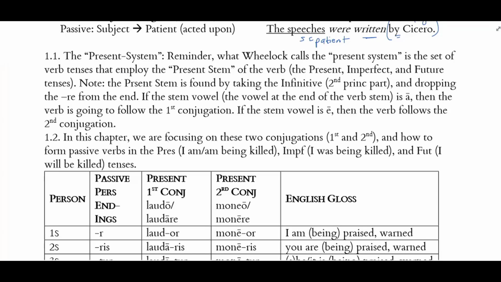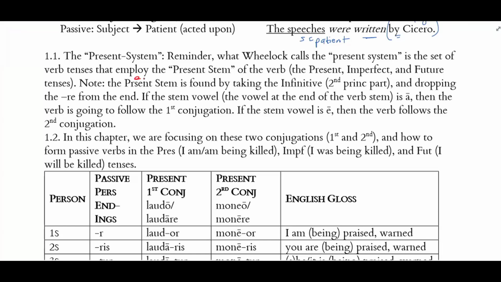Now, how did we find the present stem? Oh, there's another typo. There should be an E here. The present stem is found by going to the second principal part, which is the infinitive, dropping the re of the infinitive, are, ere, right? Remember those. And what's left is the stem. If the stem vowel at the end of the verb stem is a long A, then the verb's going to follow the first conjugation. If the stem vowel is a long E, the verb follows the second conjugation. And this chapter is devoted to first and second conjugation passive verbs using the present stem. So, well, that's what we're doing here.